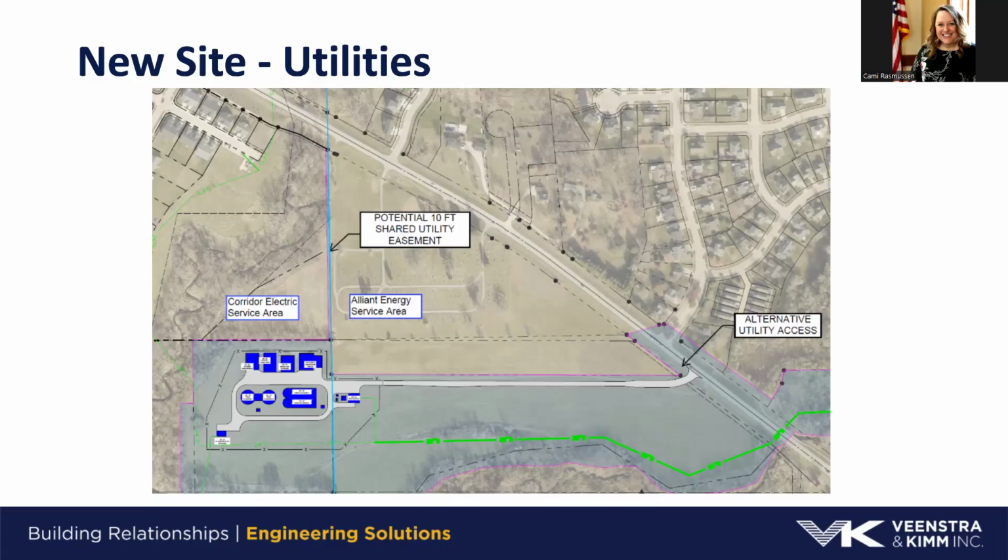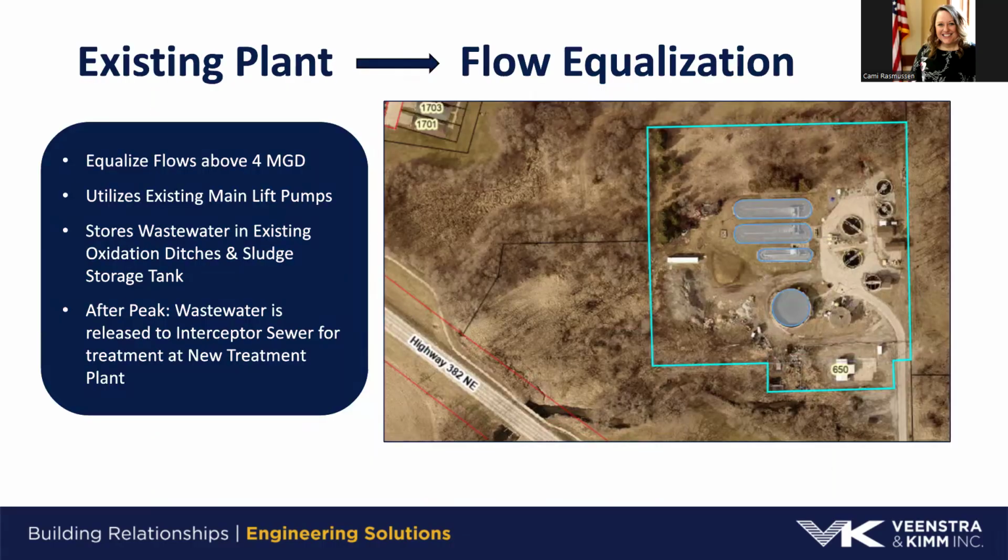And then there will be, it's not shown on here, it wasn't as big of a concern to us, but a water main will be coming from 382, just right next to, near Wyndham Drive there. And we'll just bore across 382 and then run an 8-inch water main down the driveway there to serve the plant. So on the next slide, we're gonna talk about what we're doing at the existing plant briefly.